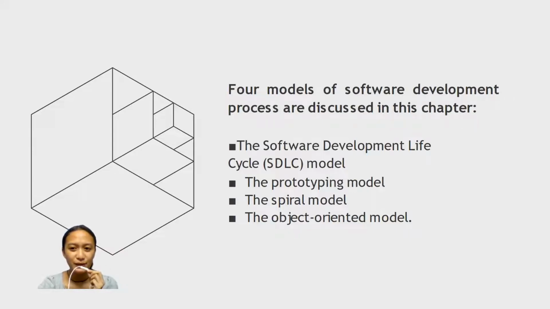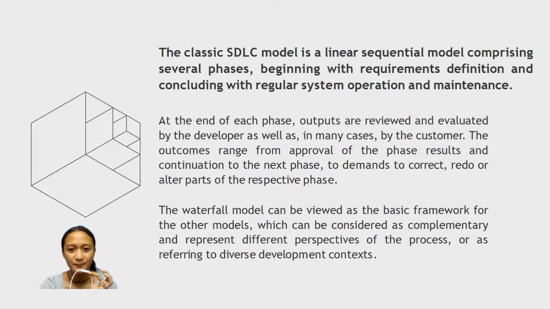Four models of the software development process are discussed in this chapter. First is the software development life cycle, or the SDLC model. Second is the prototyping model, then the spiral model, and the object-oriented model. Those are the four models of the software development process.